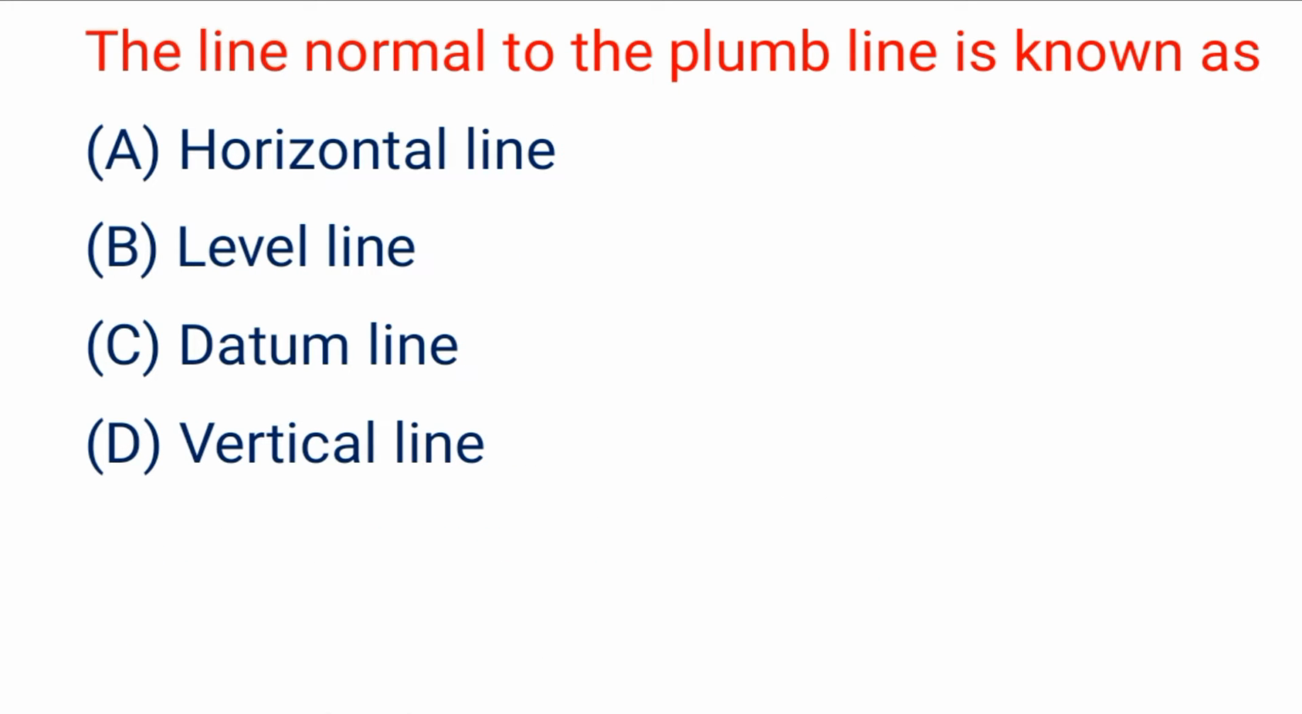Next question, the line normal to the plumb line is known as option A horizontal line, option B level line, option C datum line, option D vertical line.